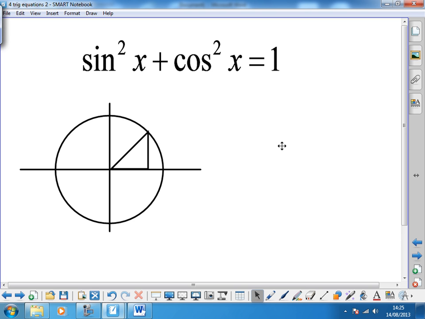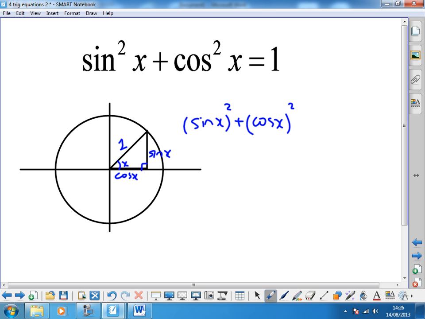It comes from the triangle. If you have a unit circle, so this is radius 1, and this is an angle x, then this side is sine x, and this side is cos x. If you do mechanics, you'll recognise that straight away. And then, good old Pythagoras, sine x squared plus cos x squared is 1. The nice way of writing sine x squared is sine squared x, but that means the same thing. And the nice way of writing cos x squared is cos squared x.